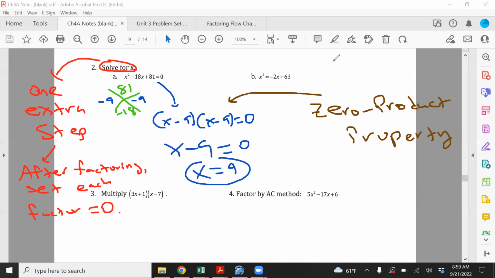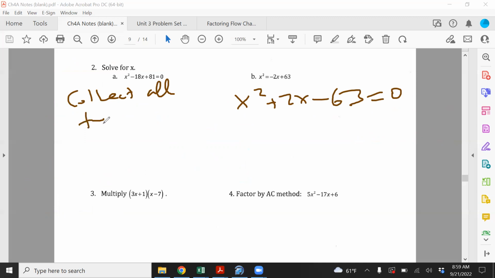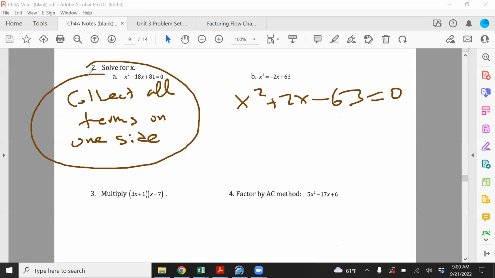So x is nice. Let's try it again. Repetition is good. Repetition is a good thing. Let's do another one. Okay. First of all, what you want to do is collect all terms on one side. Collect all terms on one side, which I did. I moved all terms on one side. Let's do our little diamond, if you guys like that.